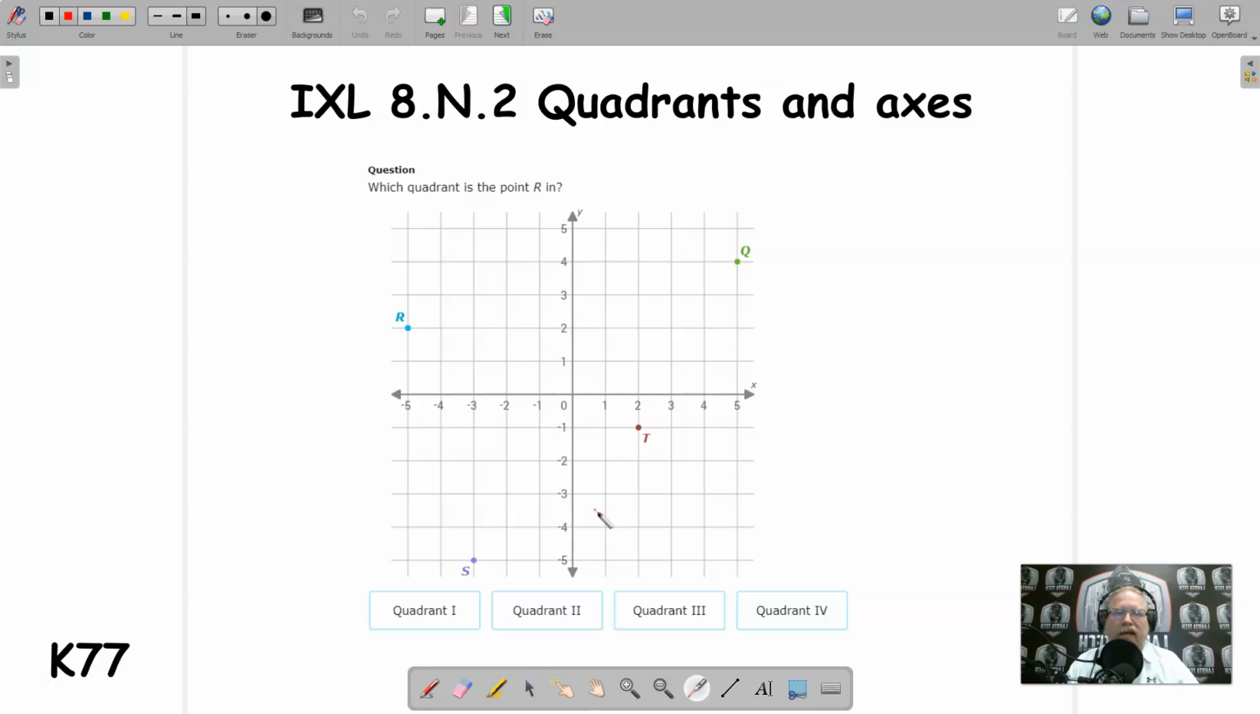Hello, this video is for IXL, activity 8.N.2. It is titled Quadrants and Axes. The 3-character code for this activity is K77.